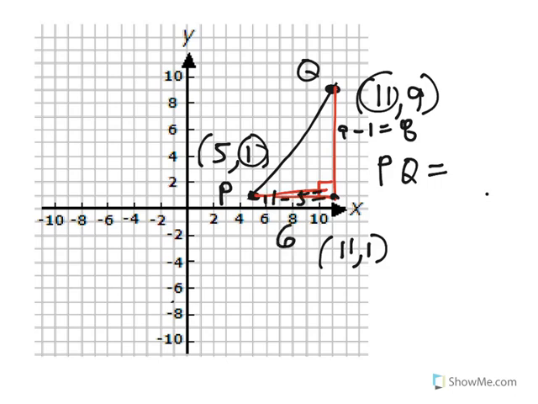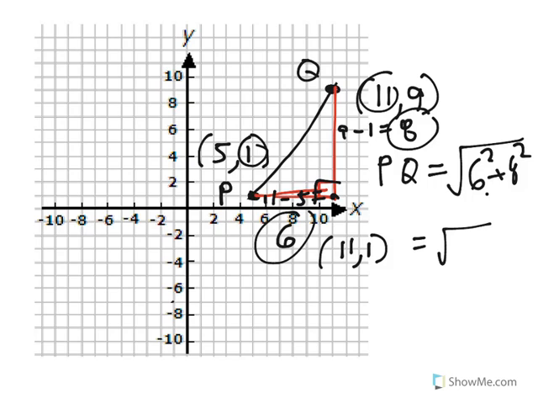So horizontal lines and vertical lines are easy to find the length of, because you just subtract either the x coordinate or the y coordinate. So according to the Pythagorean theorem, this is the right triangle. It's the square root of 6 squared plus 8 squared, which is the square root of 100, which is 10.